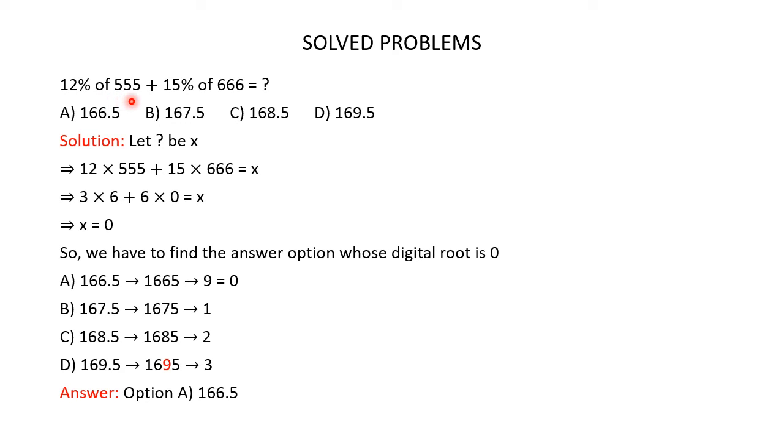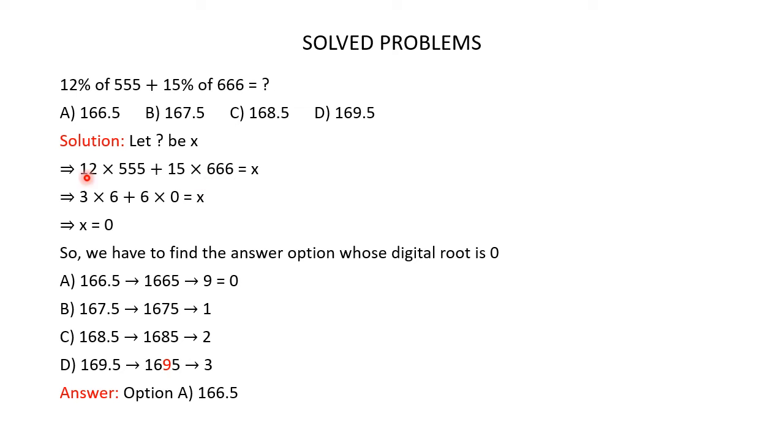12% of 555 plus 15% of 666 is equal to how much? You are given four answer options and you have to find out which of these answer options can replace the question mark in the given equation. So let question mark be X. Also here you can ignore the percentage signs and then replace of with multiplication sign. So now you have 12 multiplied by 555 plus 15 multiplied by 666 is equal to X.